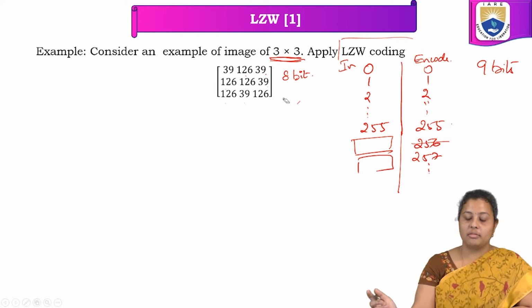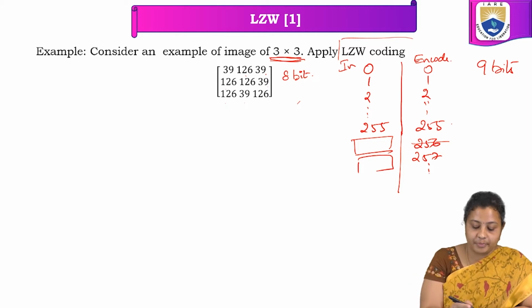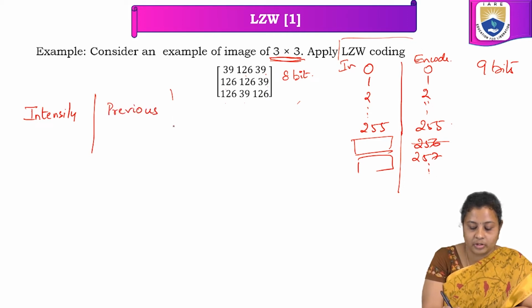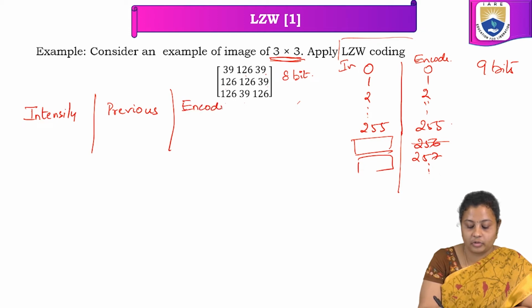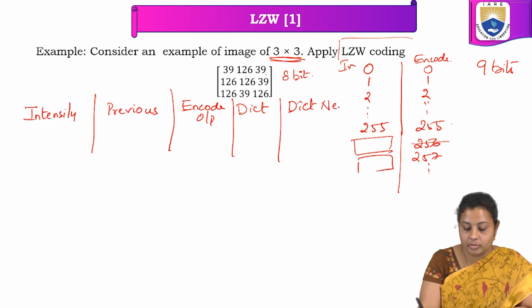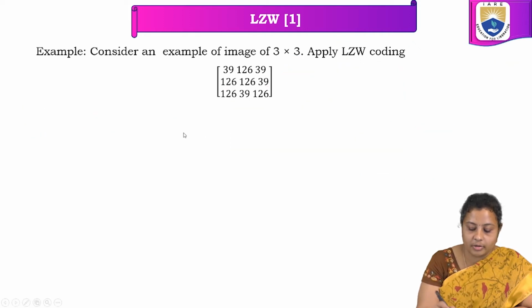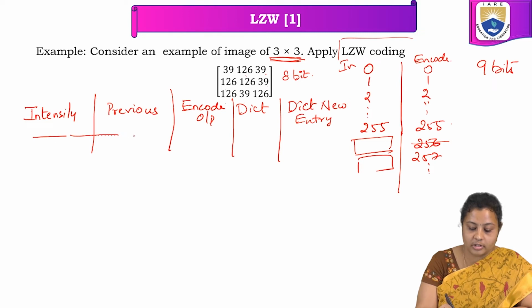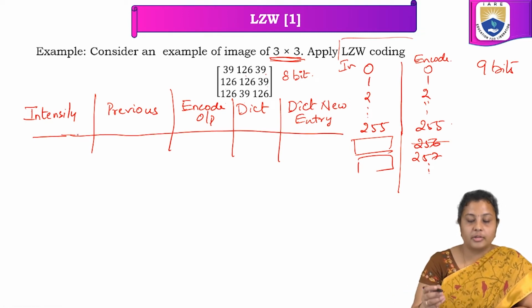Okay, so let's draw the table. How to do the LZW coding? So we have the intensity value, then we have the previous intensity value, then we have the encode output, then we have the dictionary, then we have the dictionary new entry. Right? So this is our LZW coding table.